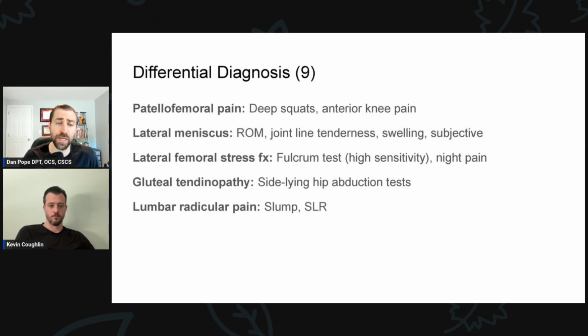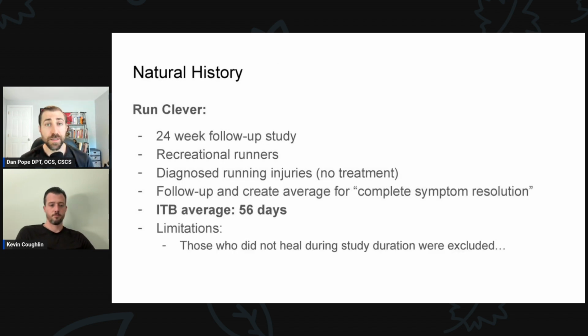Then lumbar radicular pain, obviously a very different disorder, but sometimes it will also radiate pain in that region. You can do things like a slump test or a straight leg raise test to try to rule that in or rule that out. And lastly, natural history.